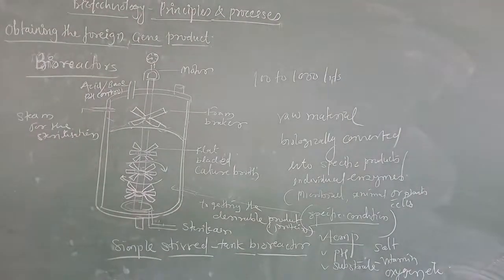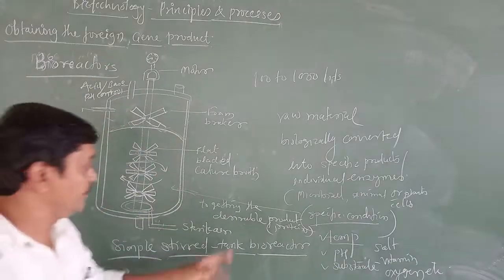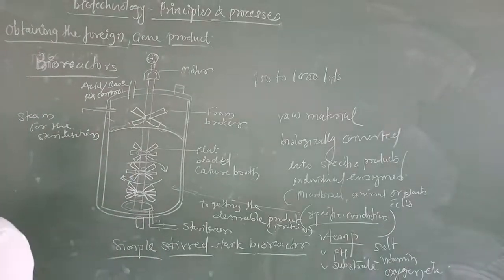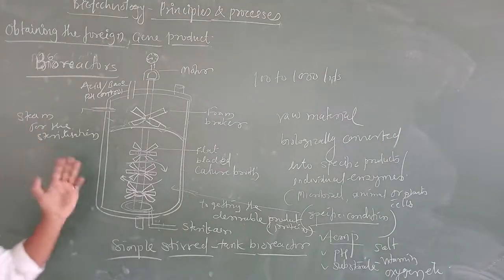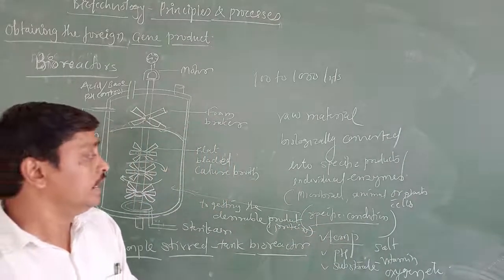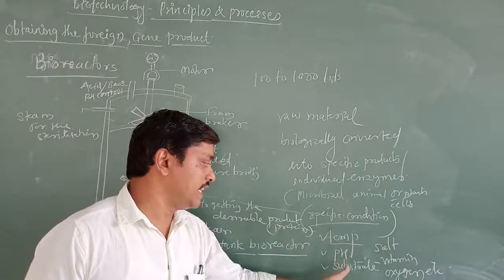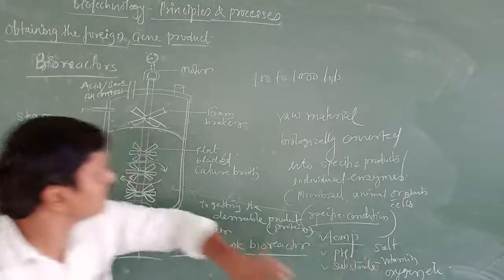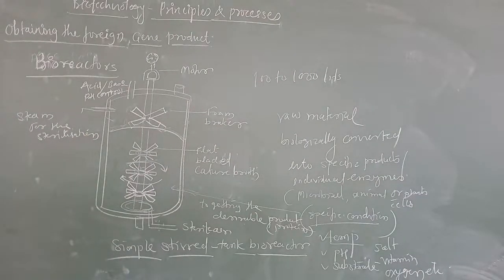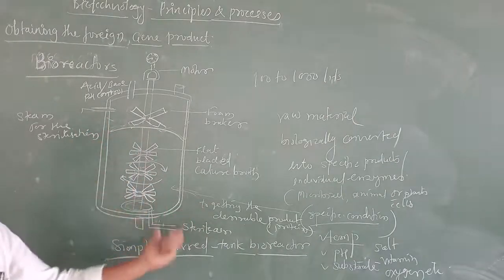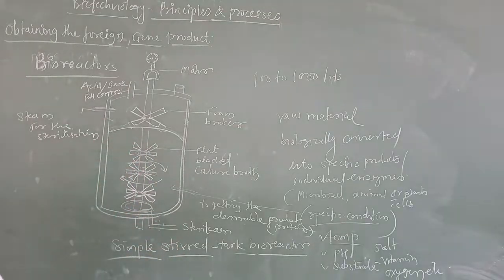These are provided by the bioreactors, and they are helpful for getting the desirable product, in the sense proteins, in a large quantity. These optimum conditions help the growth of different kinds of cells, like microbial, animal or plant cells, with optimum temperature, pH, substrate, salt, vitamin and oxygen. These are provided by the stirred tank reactor, which is cylindrical with a curved base to facilitate mixing. In this you take the raw materials and stir, to facilitate even mixing and oxygen availability throughout the bioreactor.